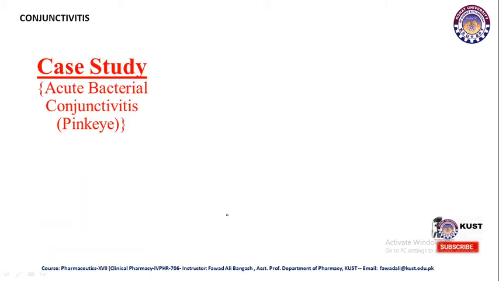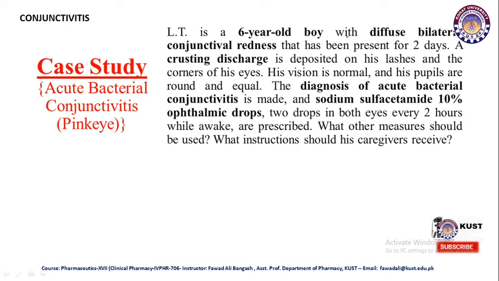Case study: acute bacterial conjunctivitis, pink eye. LD is a 6-year-old boy with diffuse bilateral conjunctival redness that has been present for 2 days. A crusting discharge is deposited on his lashes and the corners of his eyes. His vision is normal and his pupils are round and equal.